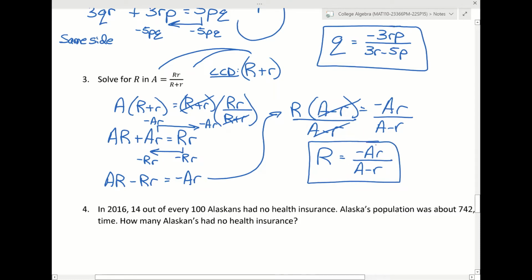And that would be what R is. A couple of these problems, you'll see the steps are mostly the same. You multiply by the least common denominator. If you have the same variable in two terms, we factor it out and then divide.